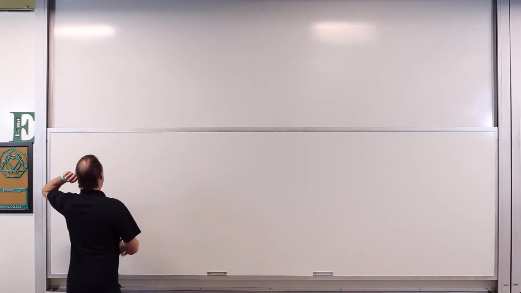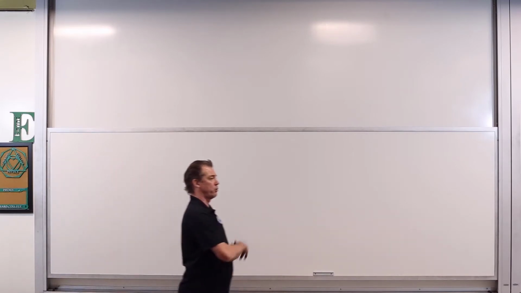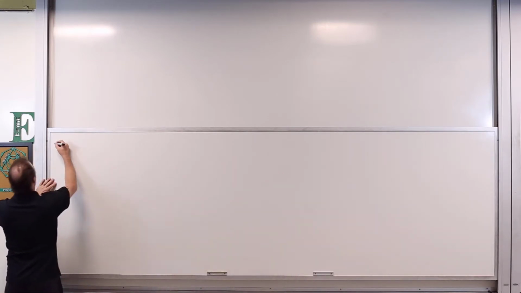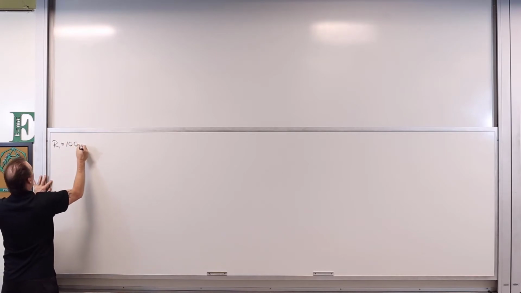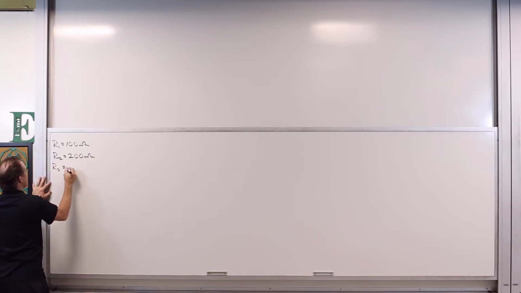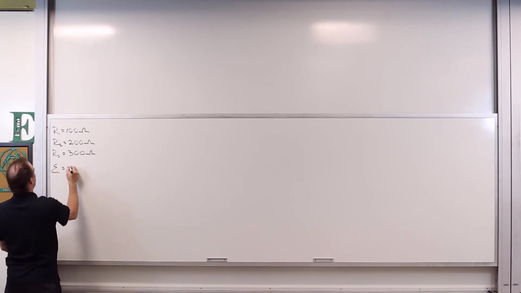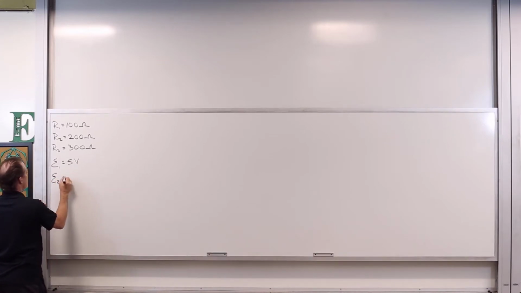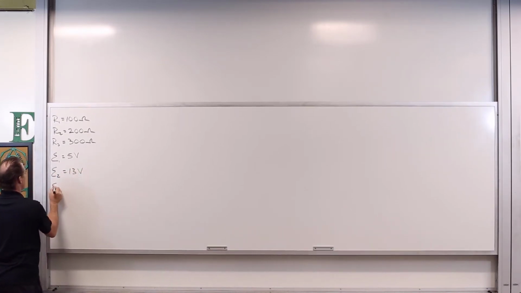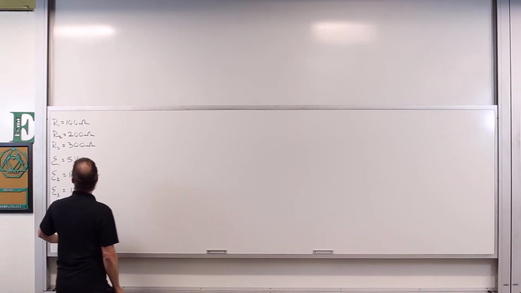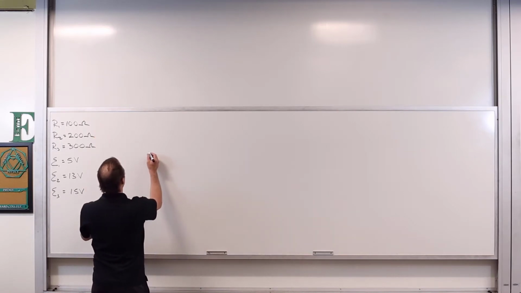All right, so we've got ourselves a complex circuit that has 3 resistors, has 3 source potentials, and we're going to go ahead and solve it out. We are given that R1 is equal to 100 ohms, R2 is equal to 200 ohms, and R3 is equal to 300 ohms. The source potential 1 is equal to 5 volts. The source potential 2 is equal to 13 volts, and the source potential 3 is equal to 15 volts.